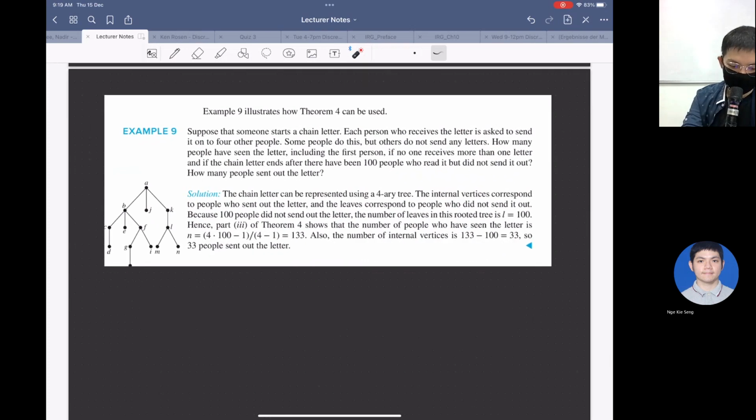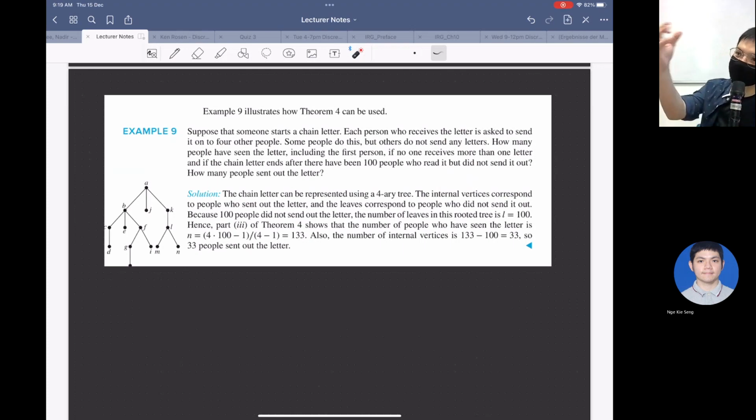The example reads like this. Suppose that someone starts a chain letter. Each person who receives the letter is asked to send it on to 4 other people. Some people do this, but others do not send the letters. The question is, how many people have seen the letter, including the first person?